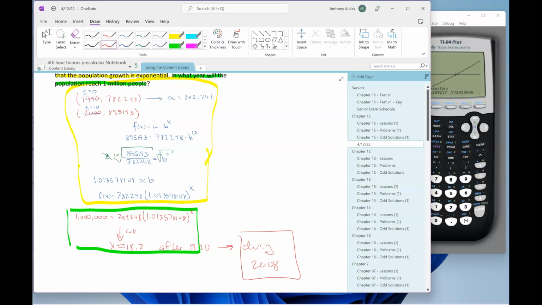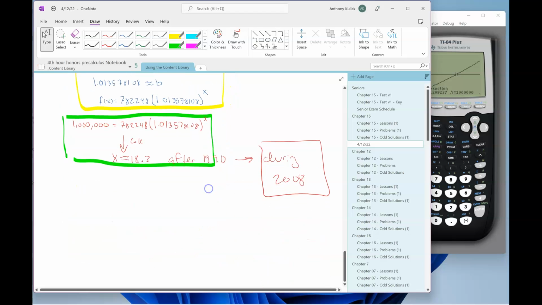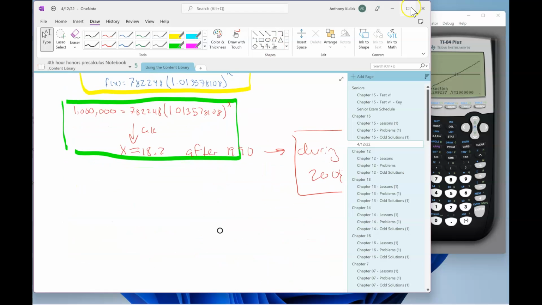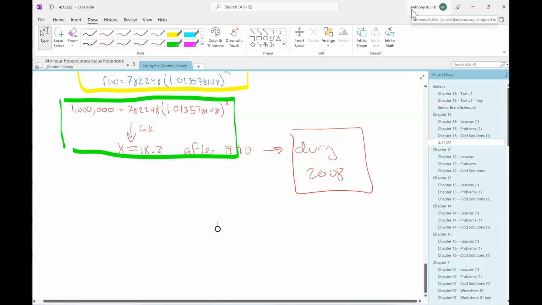Now here's a question for you. We modeled this city's population using an exponential model. Do you think that's the best model we could do to describe the way a population grows?